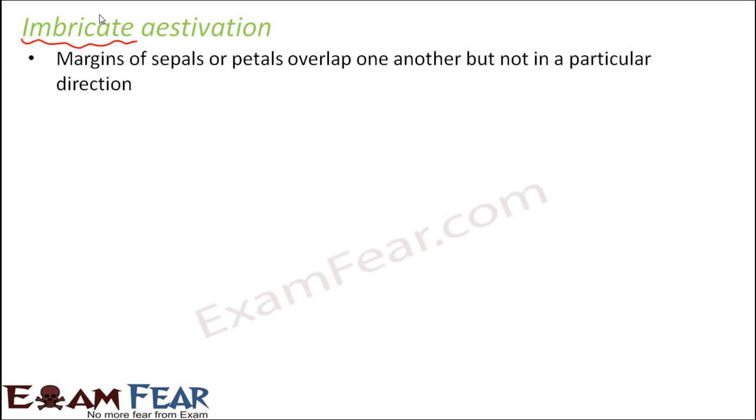Now what is the meaning of the term imbricate? So basically this term means something which is shaped like a roof tile. You know the tiles of the roof? So something which is shaped like that is known as imbricate. So it is basically the margins of sepals or petals overlap one another but not in a particular direction.